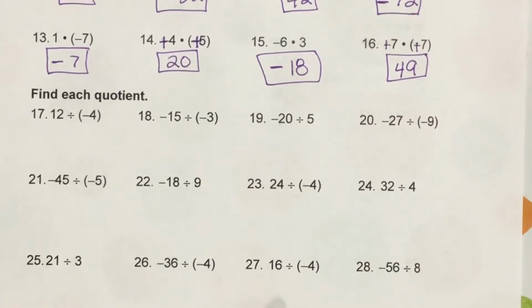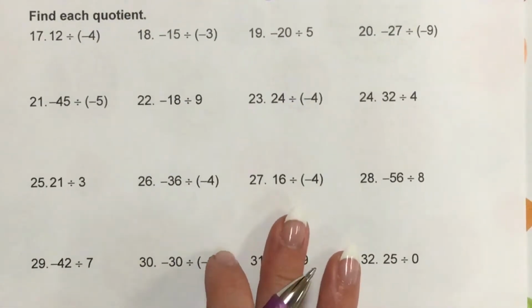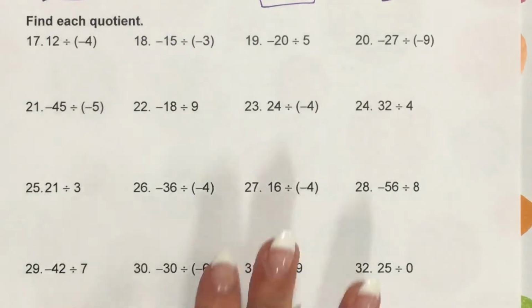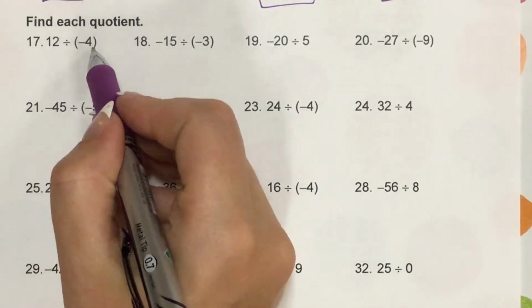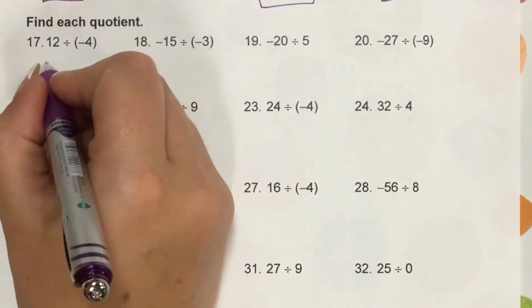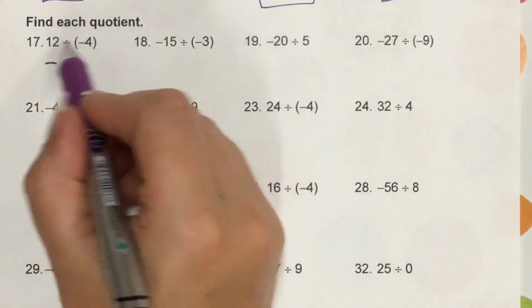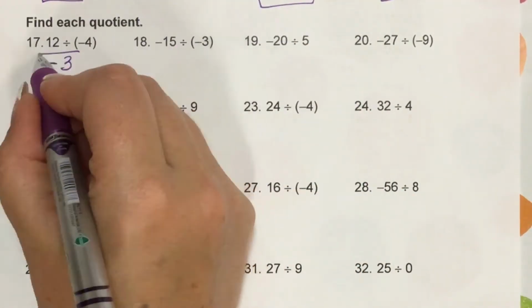Let's go on to number 17. It says find each quotient. So we have a positive divided by a negative. The signs are different. That means our answer is going to be negative. 12 divided by 4 is 3.